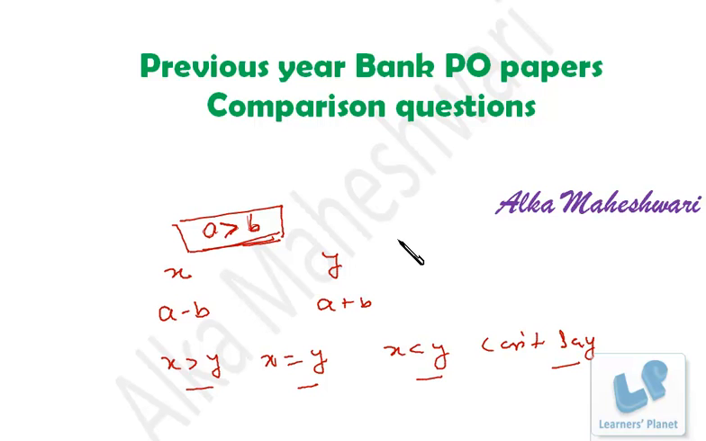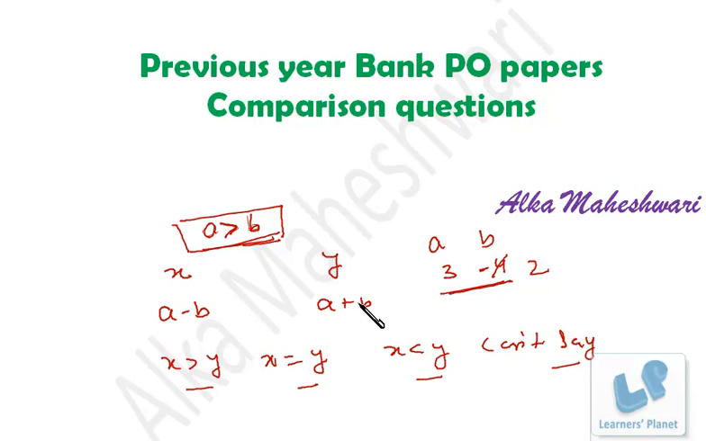Suppose I take the value A and B as 3 and minus 4, right? Now in this case, if A minus B I just do, so 3 minus minus 4, it will be 7, and A plus B will be minus 1, right? So in that case, X will be greater than Y, okay? A is greater than B, that's given over here. So X will be greater than Y. But if I take A as 3 and B as 2, then in that case, what would happen? A minus B will be 1 and A plus B will be 5, right?